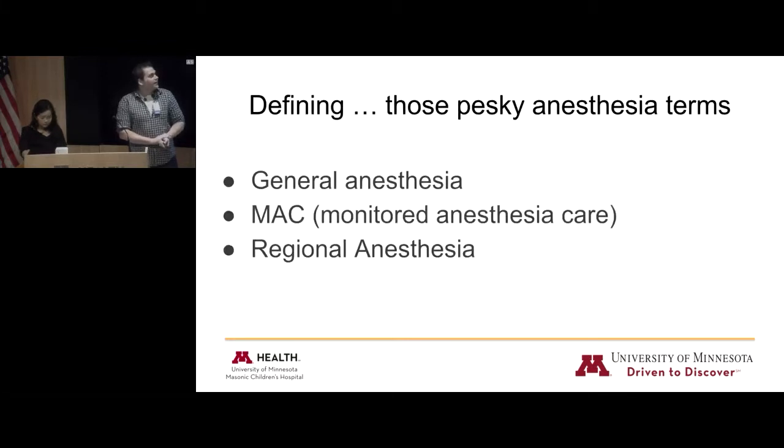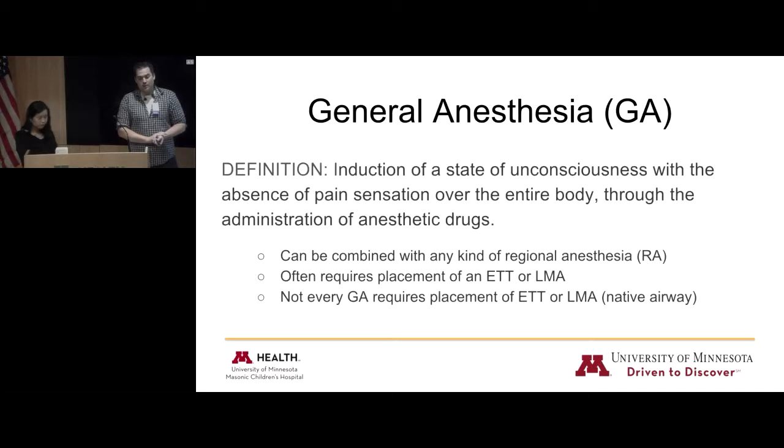So we start by defining those pesky anesthesia terms. We speak about general anesthesia, monitored anesthesia care, and then regional anesthesia. General anesthesia is defined as the induction of a state of unconsciousness with the absence of pain sensation over the entire body through the administration of anesthetic drugs. This can be combined with any kind of regional anesthesia. It often requires securement of the airway. However, not every general anesthetic requires the securement of the airway. Especially here in the setting, we do multiple general anesthetics with a native airway where the patients breathe entirely on their own with maybe a little bit of oxygen in their nose.